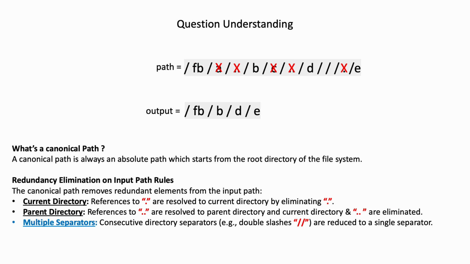Let's look at the multiple separators rule. These are the occurrences of 3 consecutive separators. This gets reduced to a single separator. So let's eliminate 2 of the 3. After removing the eliminated characters, the string looks like this. Still, the multiple separators elimination rule applies on the string. We reduce these consecutive separators to a single separator. After removing the eliminated characters, the string looks like this, which equals the expected output.